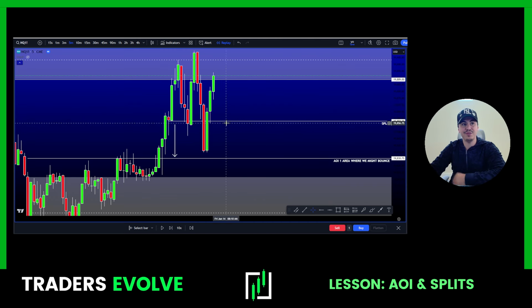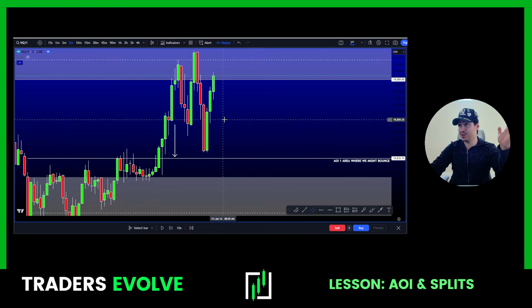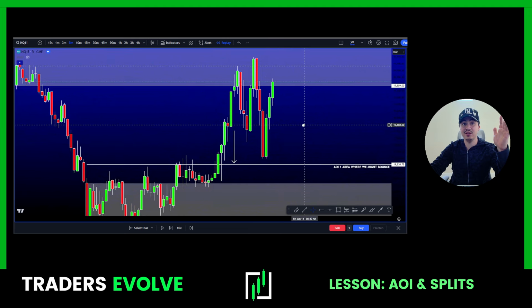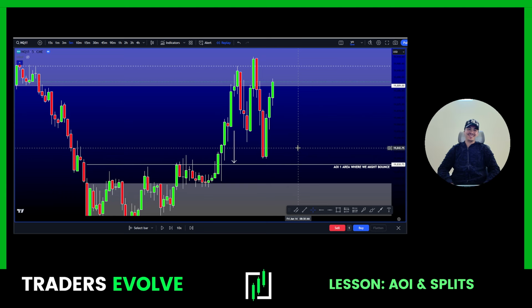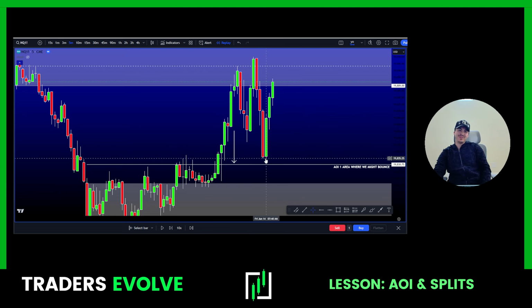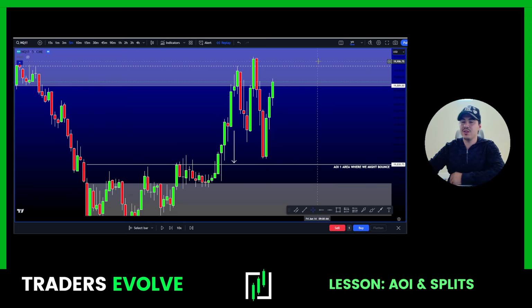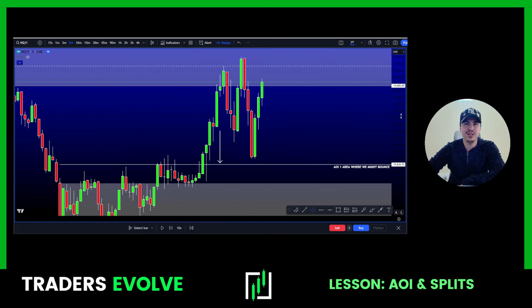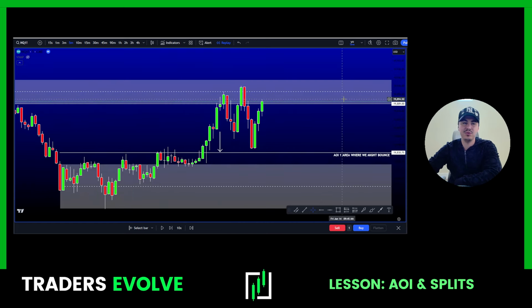And then once this gets filled, the split goes off, okay? So now you're left with this here. Look at where we bounced: the AOI, the imbalance to the AOI down here. So you have to find where you want to get that entry, okay? Beautiful examples of these AOIs working out in our favor. It's just beautiful trades, right? We have those 50% levels.